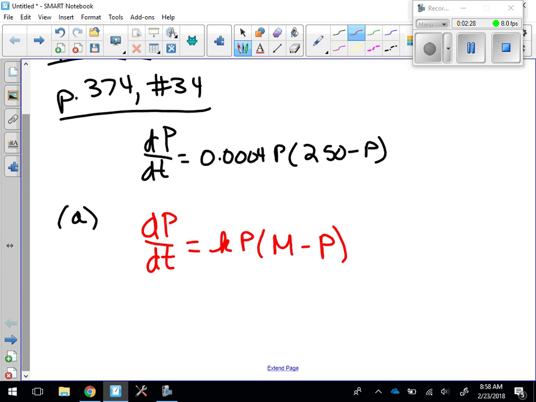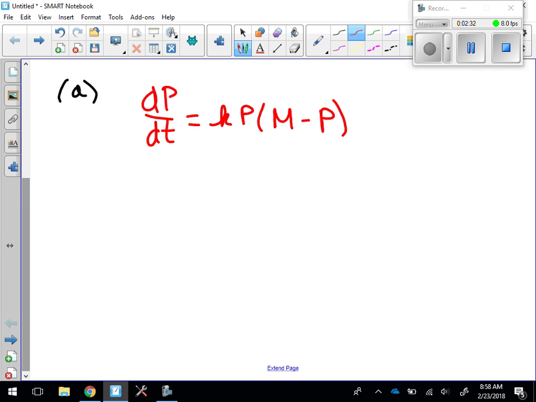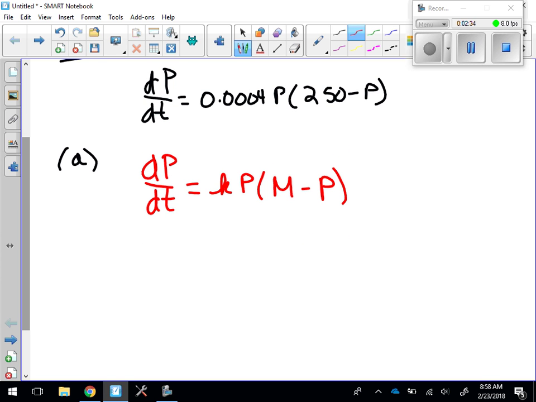The first thing I would do is write down the formula that I have here in red, which is the general format, and then make sure that the equation you're given is in the same format. Because if it's not, then you're going to try to apply things to the solution and it's not going to work.